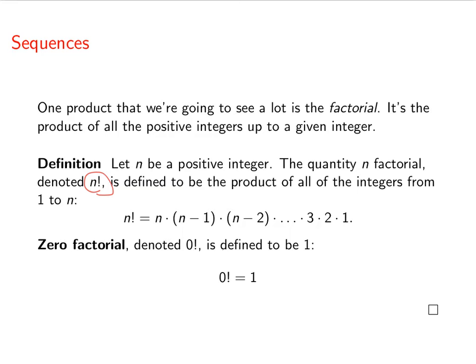Keep in mind that this is just a definition. 0 factorial itself doesn't necessarily have any meaning in the context of the definition that we just gave, so we're going to just define 0 factorial to be 1.